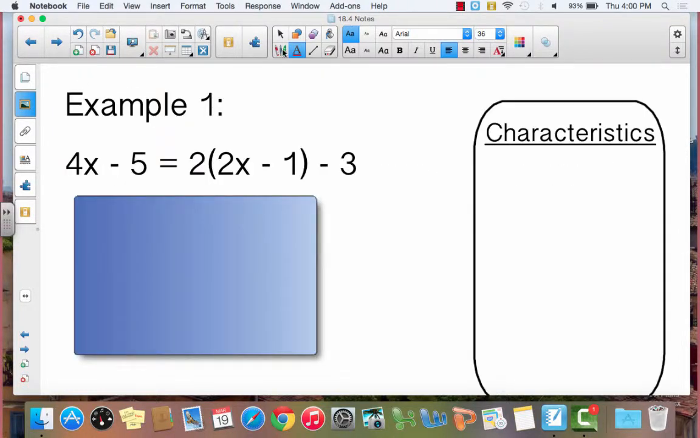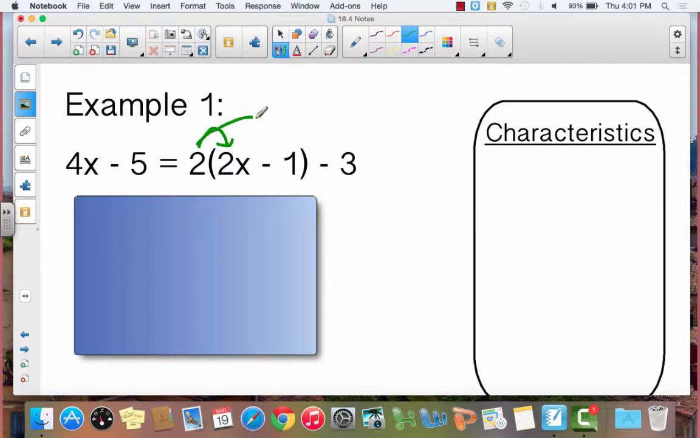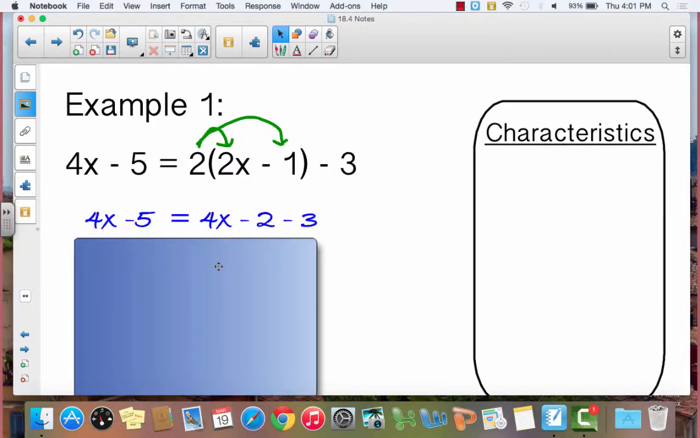So we start off here with our first example, and I know that when I see parentheses, I have to deal with those first. So in order to eliminate the parentheses, I have to use the distributive property, and I multiply the value outside the parentheses by both terms inside the parentheses. And when I do that, I end up with a new expression that looks like this.